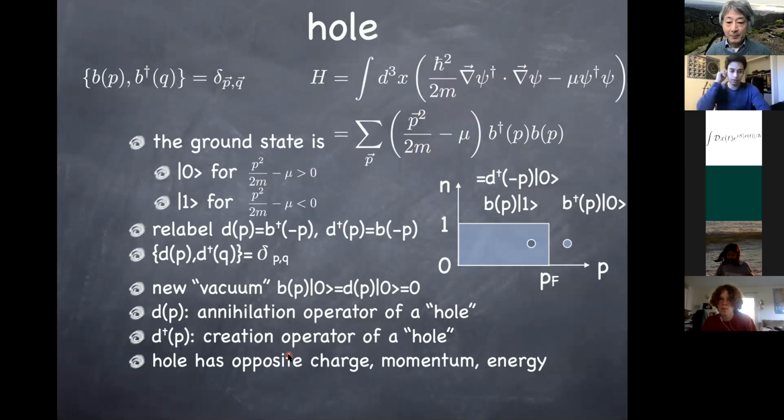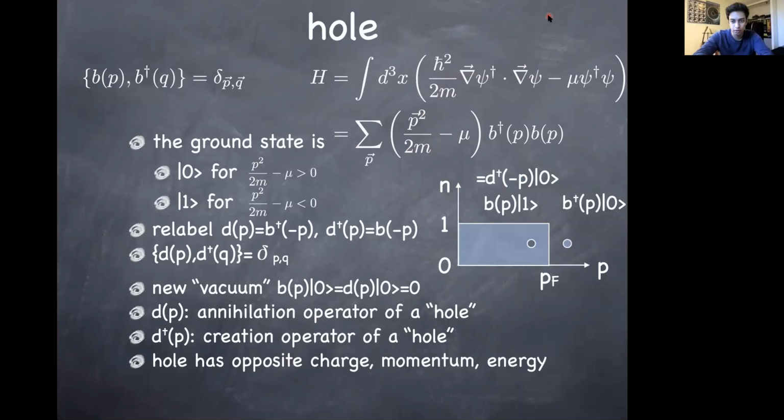I have a question. Right. In your last bullet point, it says a hole has opposite energy, but since energy goes with p squared, wouldn't a hole have the same energy as the particle? That's right, yeah, exactly. Okay, so it's just opposite.